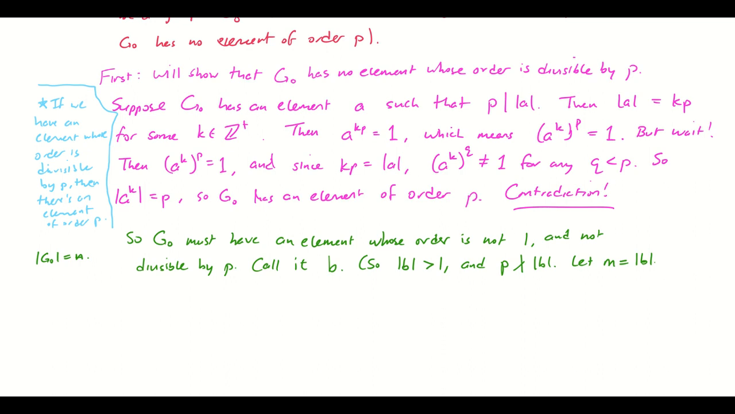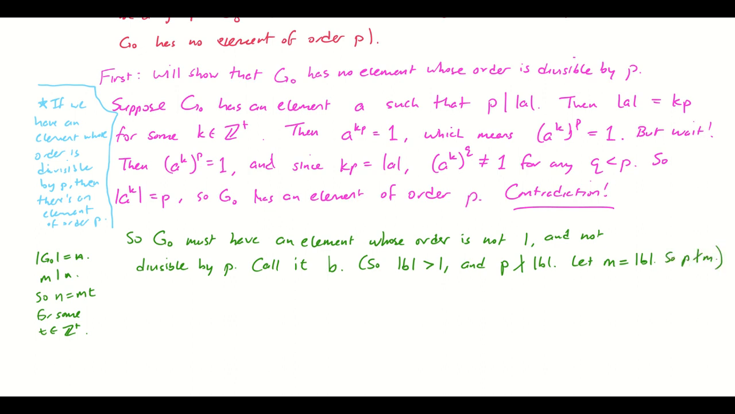And because M is the order of an element of G naught, we know that M has to divide N. So in particular, we know that N has to equal MT for some positive integer t. That'll be useful later on. Okay, so N is the order of G naught, M is the order of this particular element B, and in particular, M is not divisible by P. So P doesn't divide M.